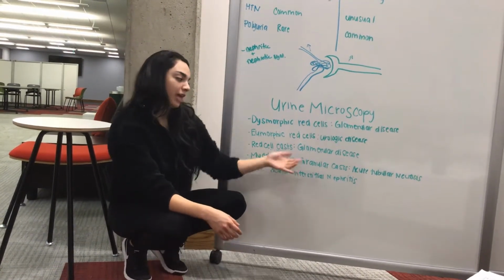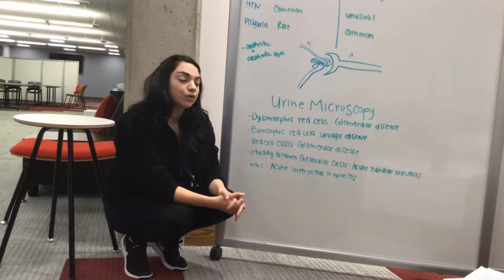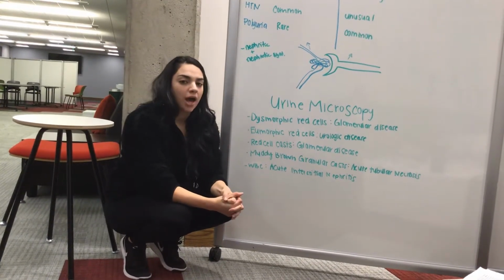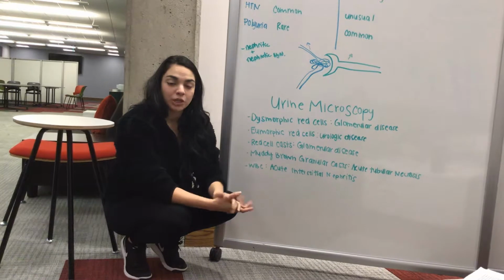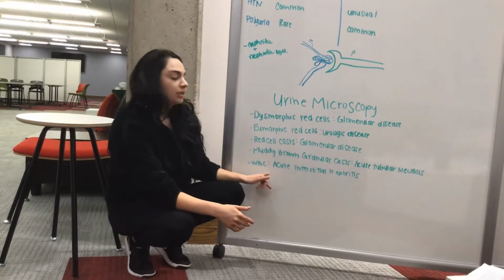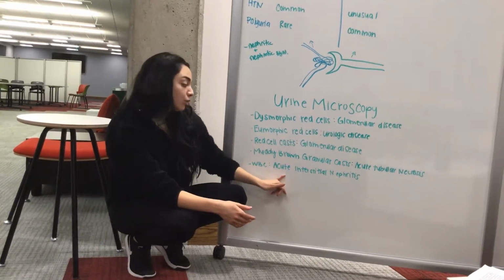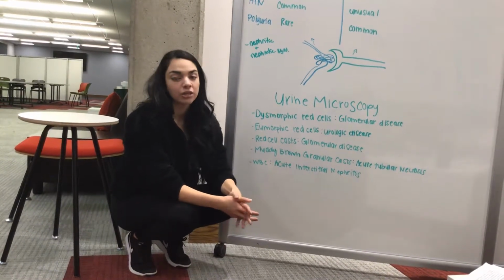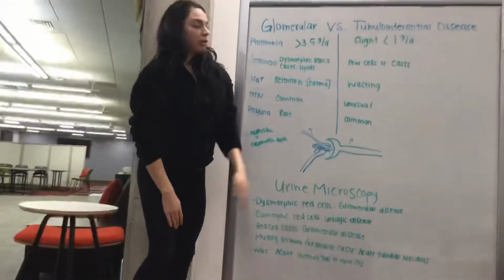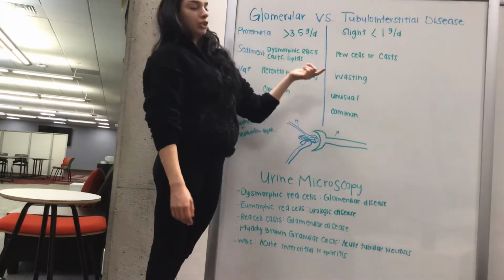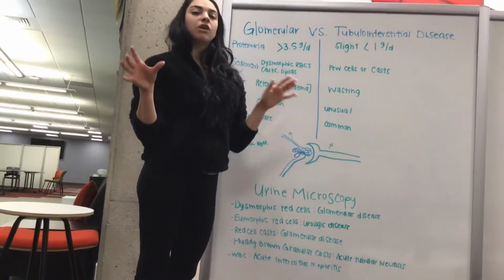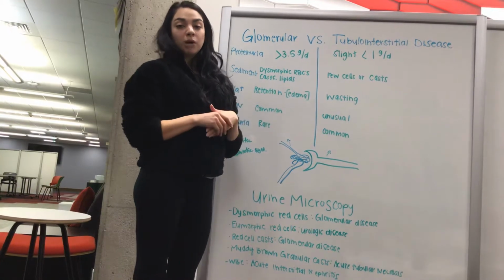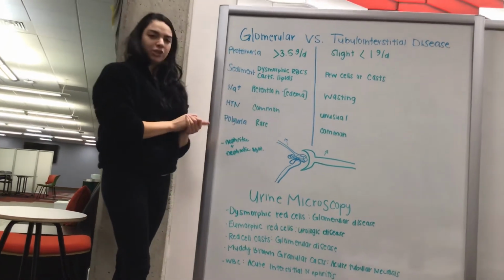Muddy brown granular casts, you're going to find this with acute tubular necrosis. We did previously do a video on that as well if you want to check it out. And then white blood cells, you're going to find this with acute interstitial nephritis, so it's due to inflammation and infection. So again, this is just comparing glomerular versus tubulointerstitial disease, which are umbrella terms for common causes of renal problems, and what you'll see with each and how to differentiate that.